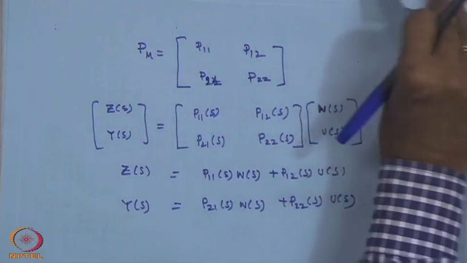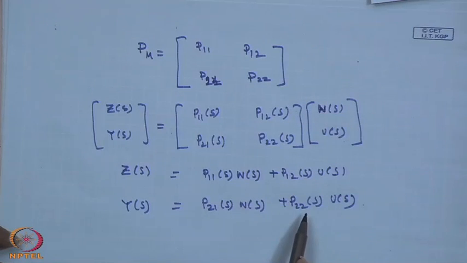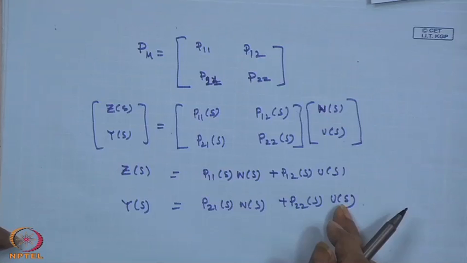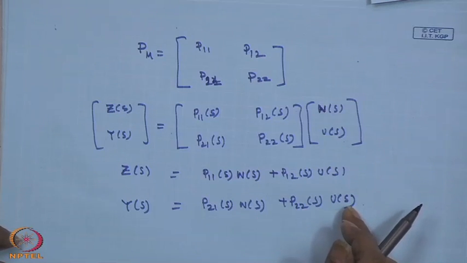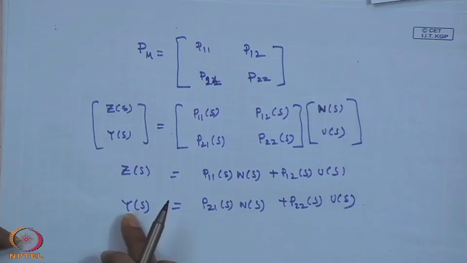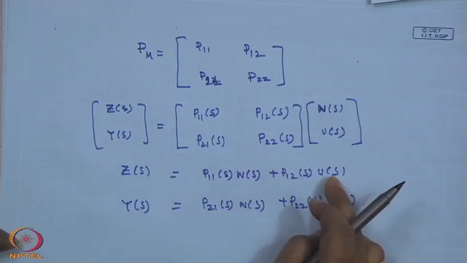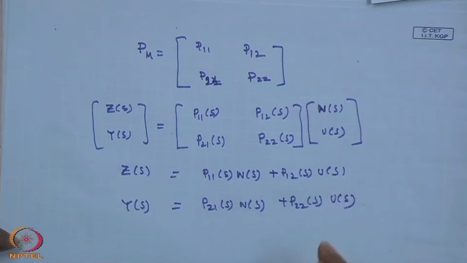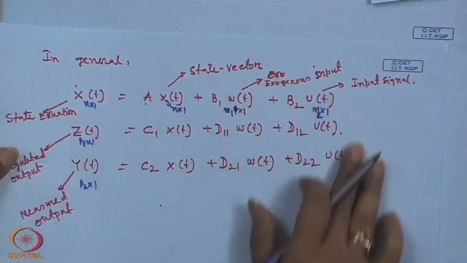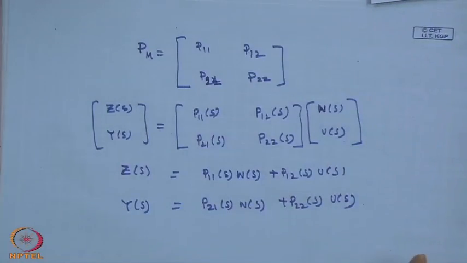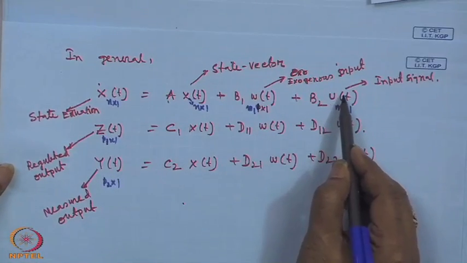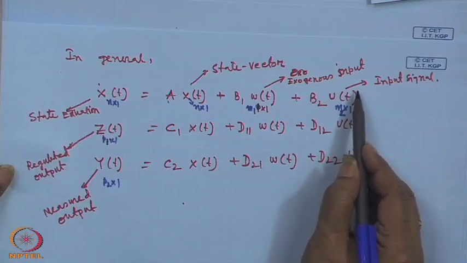Agree? You won't get P11 of S. Then how will you get P21 S? Because I excite with W of S only, U of S is 0. So, when you excite this one, the ratio of these two things, Y1 of S over W of S, is P21 S. This I can get. Similarly, P12 S, you excite only with U of S, then you will get it. So, from this one, now I can write it, what is P11 of S? Can you tell me what will be the P11 of S? U of T is 0.